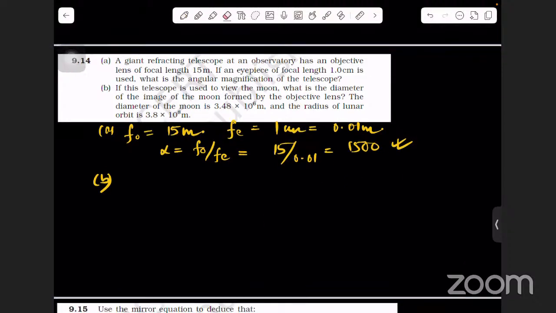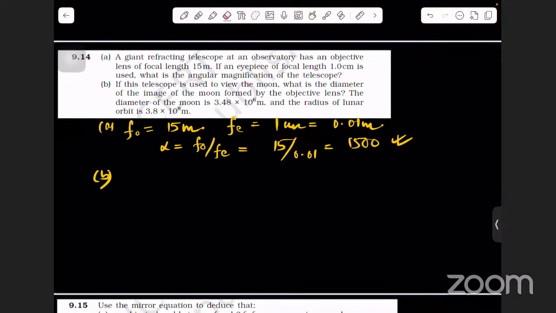So we will have the relation: the actual diameter of the moon divided by the distance of the moon from the objective lens, which is just the radius of the lunar orbit that is given, is equal to the diameter of the image divided by the distance of the image from the lens. It directly follows from the similar triangles.